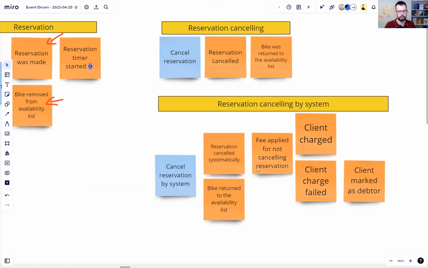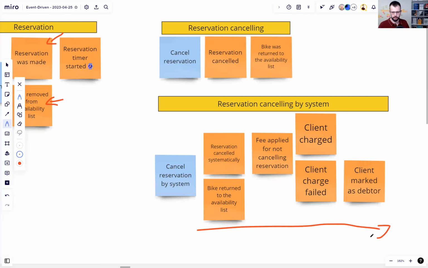So we have a command like cancel reservation by system, and we have this reservation canceled systematically. So it's not canceled by a different party, but by our system. And because of that, we want to apply a fee for not canceling the reservation, and we want to charge our client. But if we are not able to charge our client and this charge failed, we want to mark our client as a debtor.